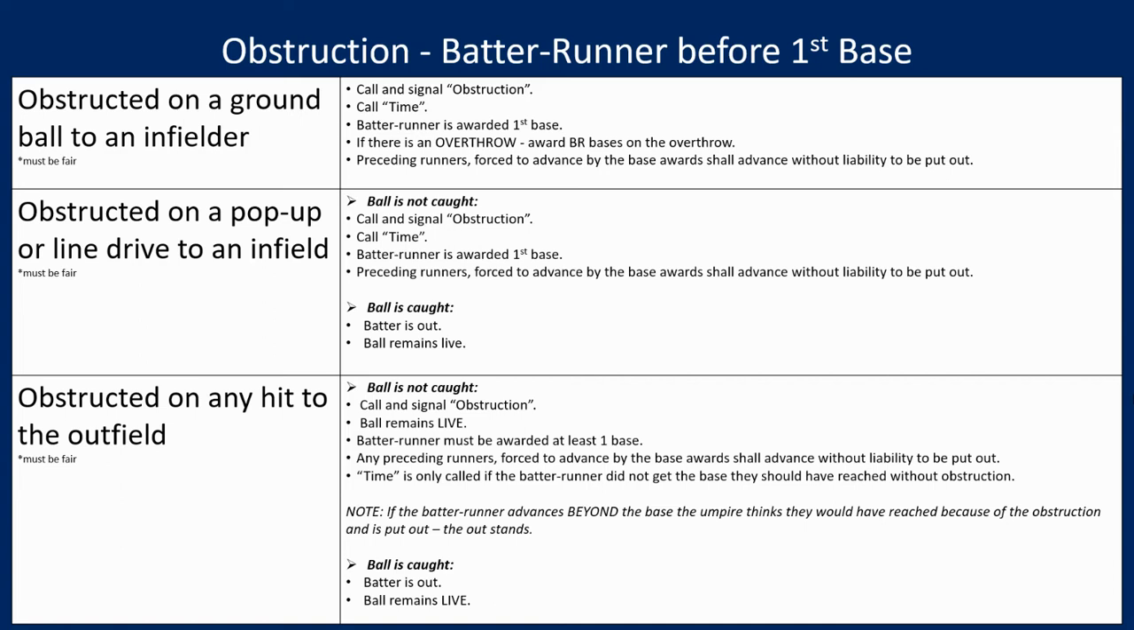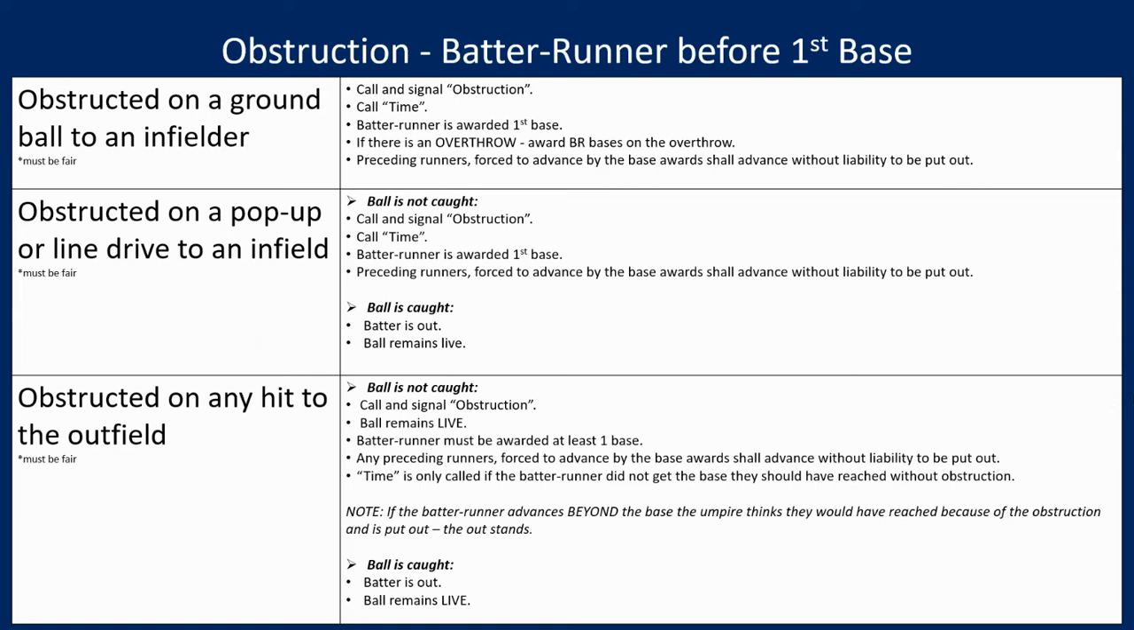And any preceding runners that are forced to advance because of these base awards would also advance. So on a ground ball, we don't let the fielders continue to make the play or make outs. Once it's a ground ball in the infield, we call and signal the obstruction, we call time, and place the batter runner at first. The second situation has a difference: if the ball is caught or not caught.